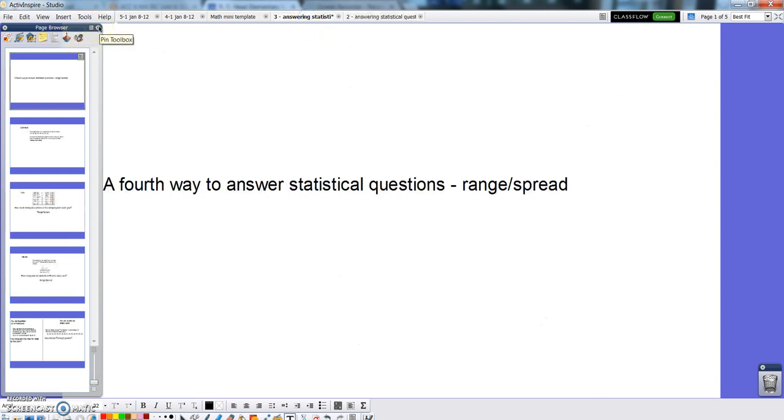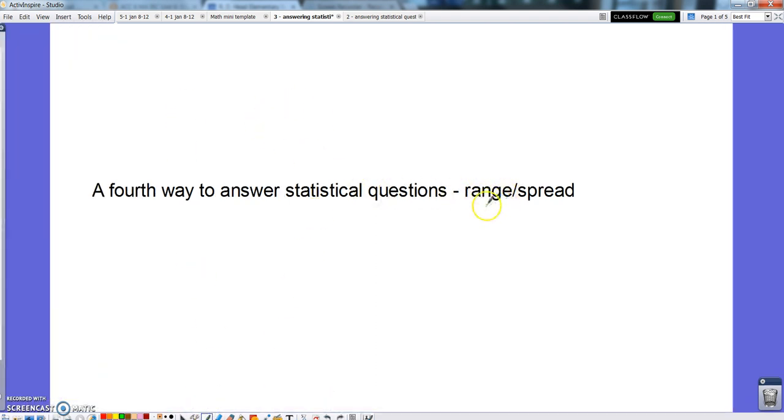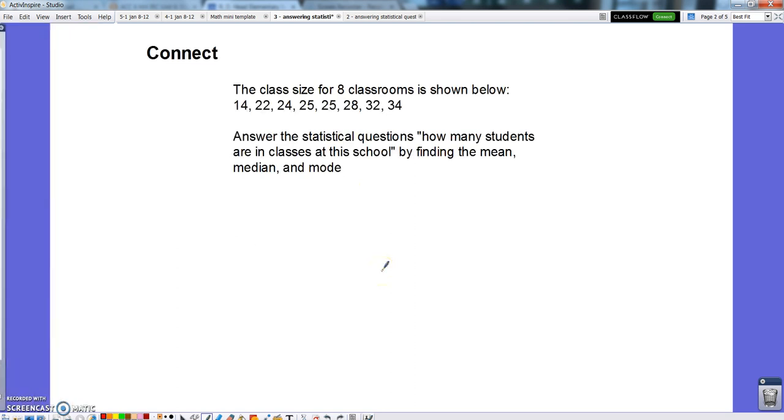So today we're going to be working on a 4th way to answer statistical questions called range or spread. 2 different words that mean the same thing. I just want to make sure you see them both. You'll hear them interchangeably. I usually use range. I hear range more often from statistical people, but you'll see spread too, and I don't want it to confuse you. All right. So quick refresher from yesterday.